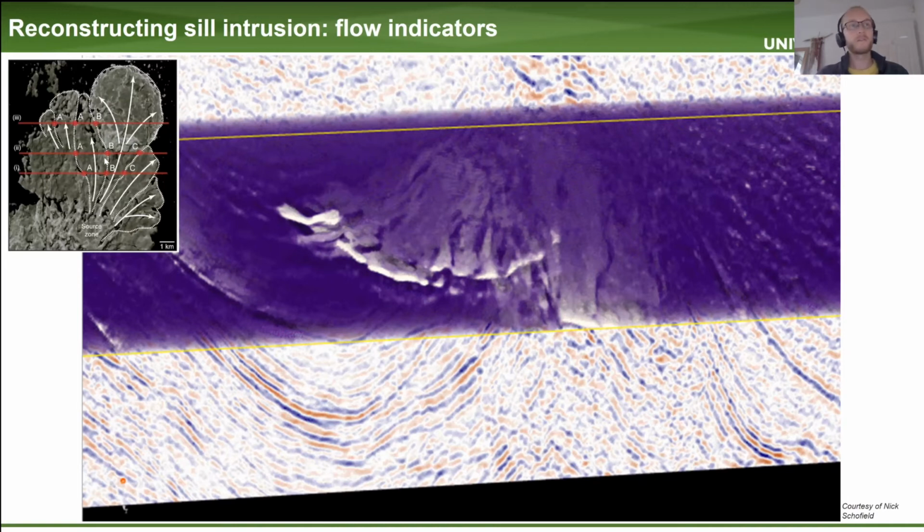And because from these lows and these steps we've been able to interpret the flow direction, what we're going to do is step through the seismic data on a plane orthogonal to that emplacement direction, and we're going to watch the sill intrude effectively.